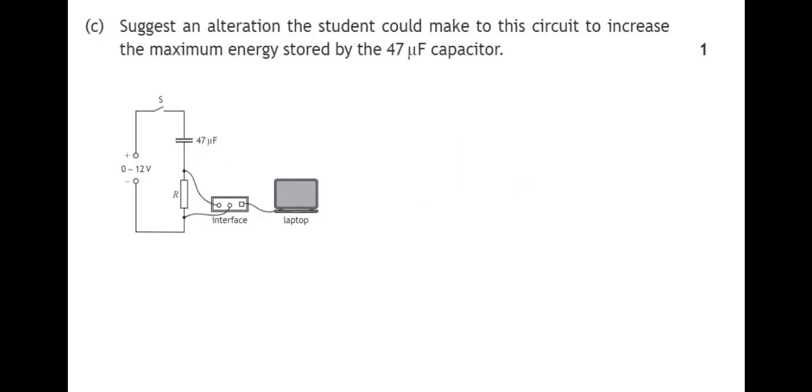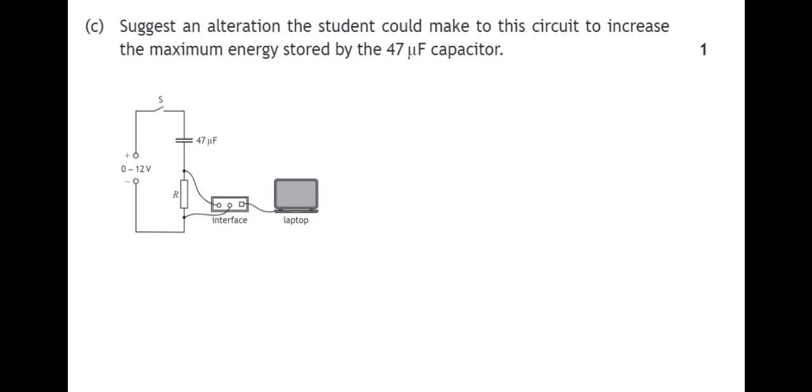C, suggest an alteration that the student could make to this circuit to increase the maximum energy stored by the 47 microfarad capacitor. Well, as we know, we have this variable power supply, which runs from 0 to 12 volts. It was originally set to 6 volts.